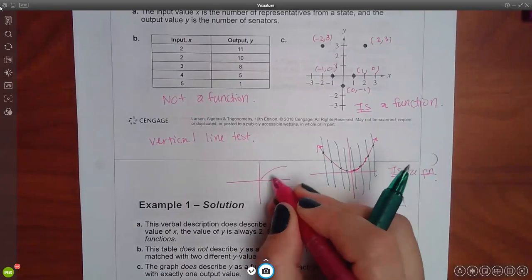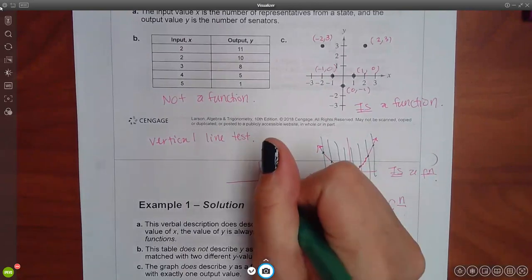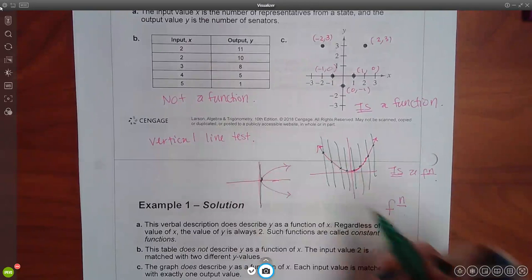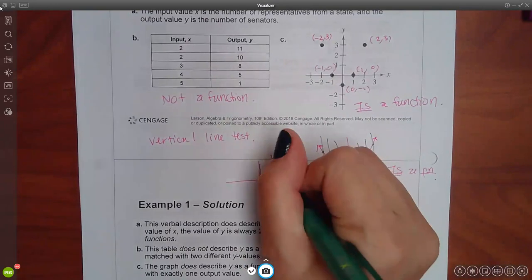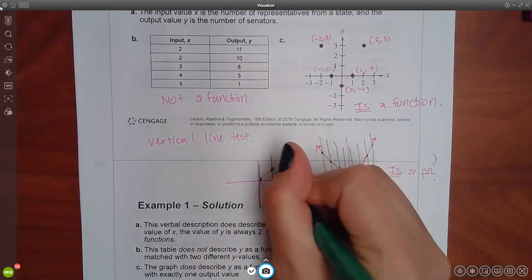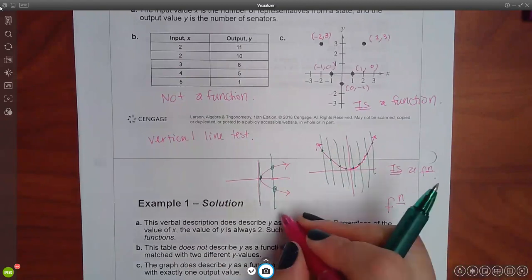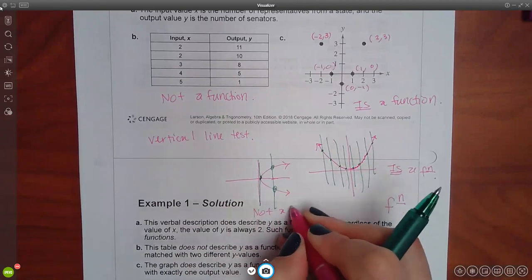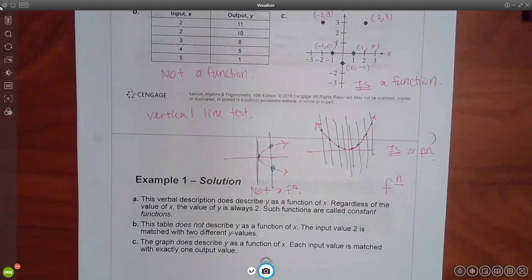The other example is like this one, right? If I draw a vertical line right there, it passes, right? It only touches it once, right? That's good. But as soon as I draw a line over here, it's touching it twice, isn't it? And so then this one is not a function. Okay, so that is another thing that you can use for graphs.